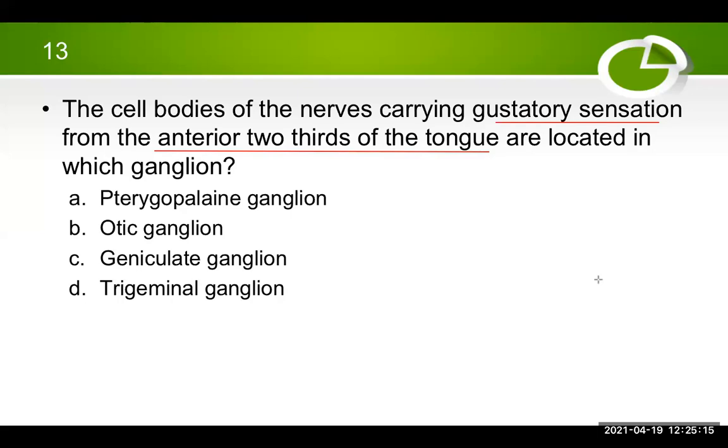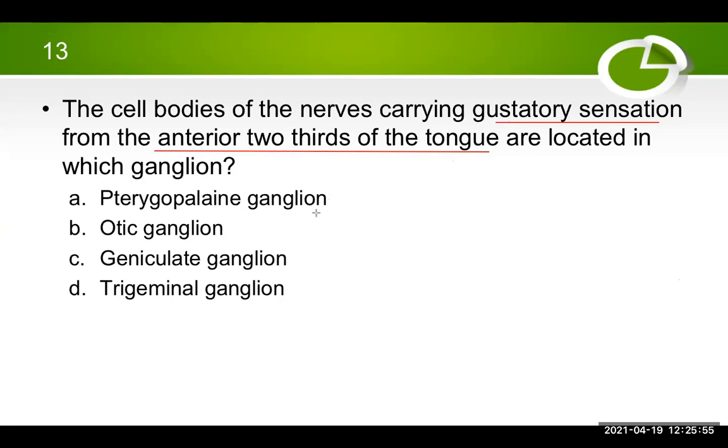Now regarding the sensory, there are different types of sensation. One is called general sensation, like touch, pain, temperature. That is carried by the trigeminal nerve, like the lingual nerve, which is coming from the trigeminal nerve. But there is a special sensation known as gustatory. Gustatory means taste sensation. So taste sensation is special, isn't it? Chorda tympani is responsible for the anterior two-thirds of the tongue, and chorda tympani is a branch of the facial nerve.